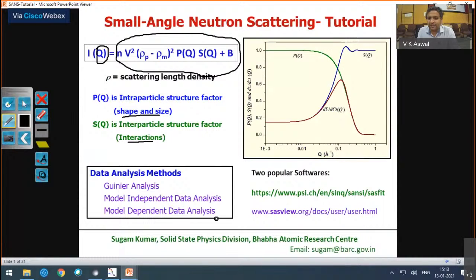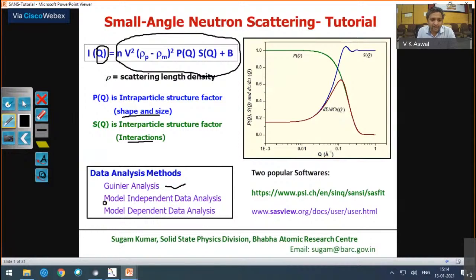Now, three popular ways of doing data analysis, as Dr. Aswal must have mentioned. One is linear analysis. This is one of the oldest and most popular ways. The advantage is that one can obtain the radius of gyration from this sort of analysis without, I mean, this is an advantage because we don't need any prior information about the samples, scatterers, geometry, etc. So we get the Rg. The disadvantage is that we do not get shape and size parameters as such. We only get an Rg.